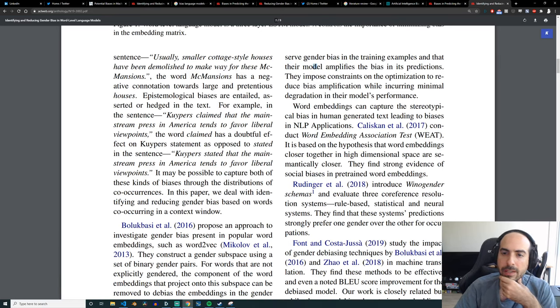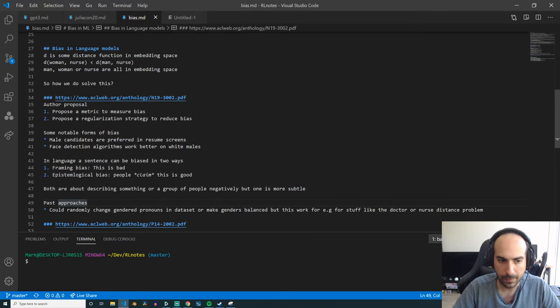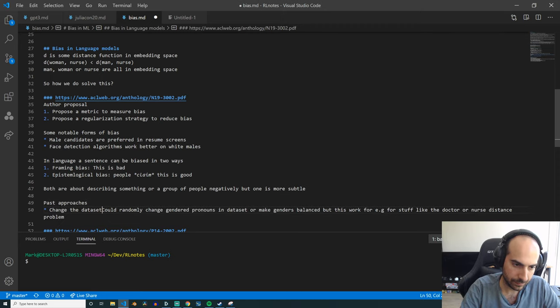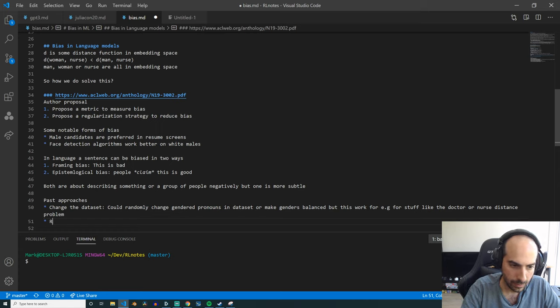They observe gender bias in the training examples, and then that model amplifies the bias in its predictions. Okay, so I'm going to call this change the data set, regularize the model. I think those are the two core approaches.